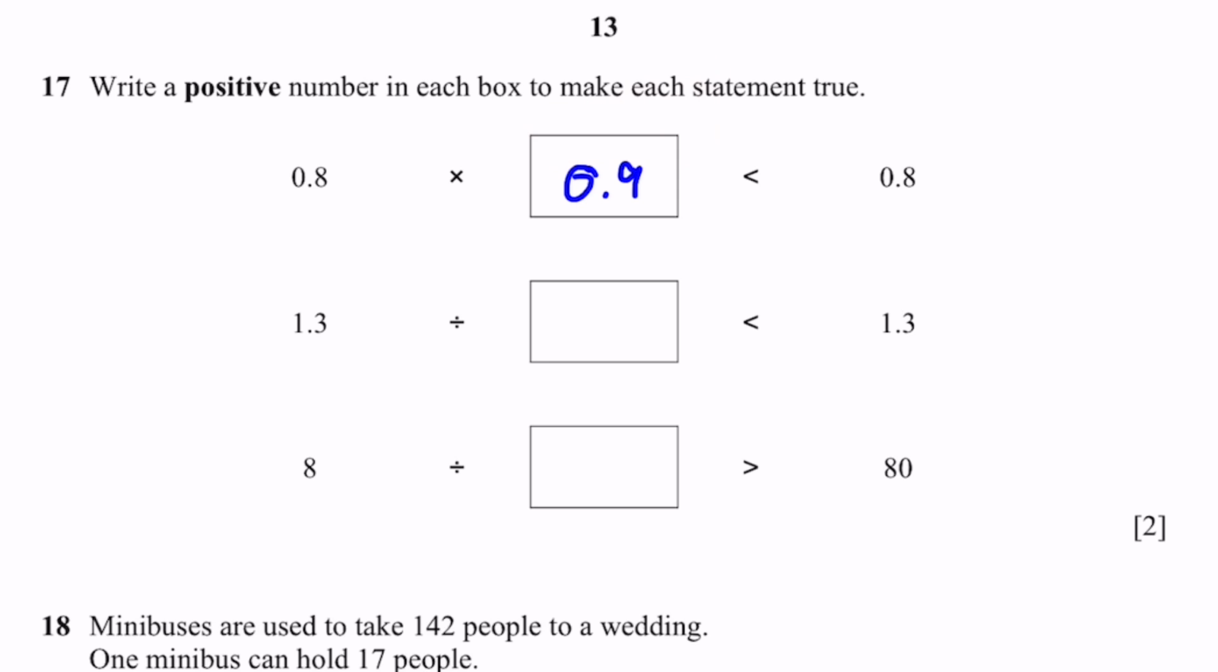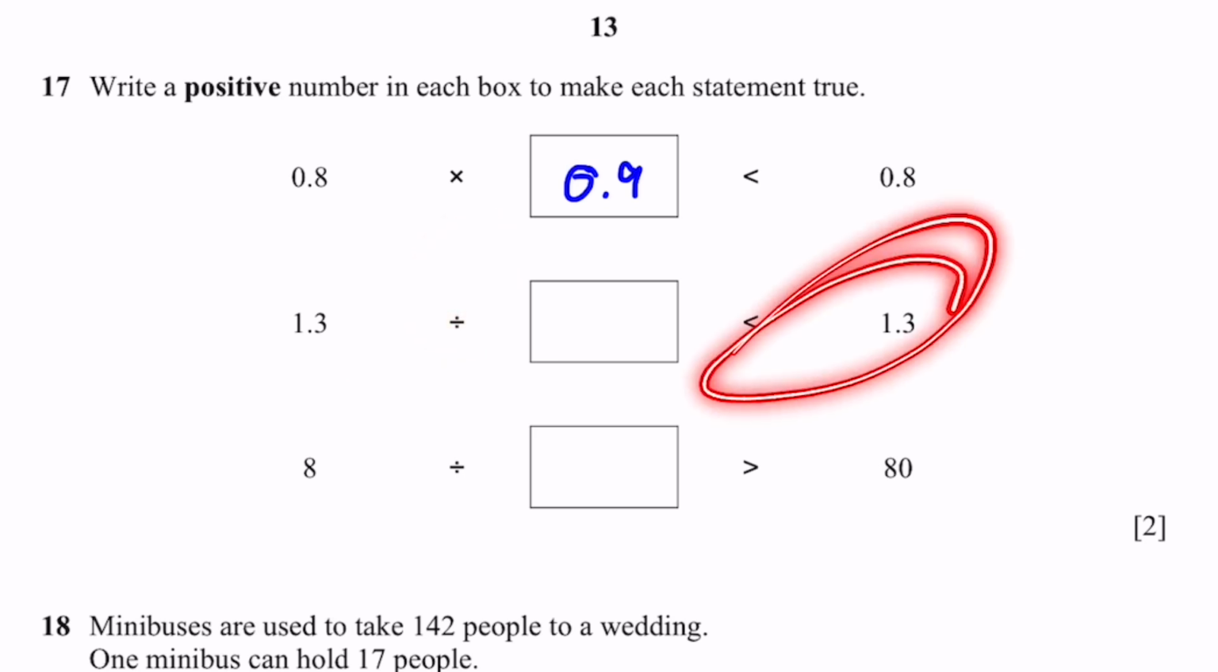It's your choice. 1.3 divided by dash is less than 1.3. Over here, it's division, so you need to know. But then this is slightly more straightforward than this question, because when you divide 1.3 or any number by some number, you will get a number which is less than 1.3.